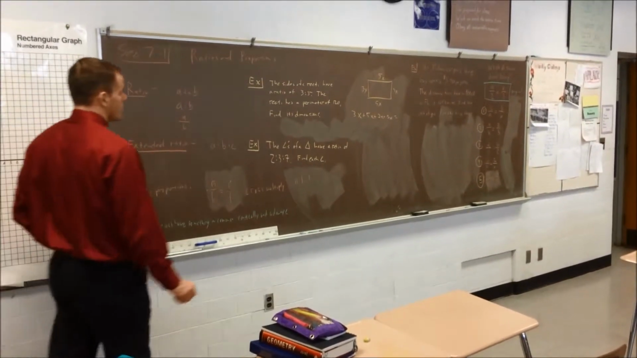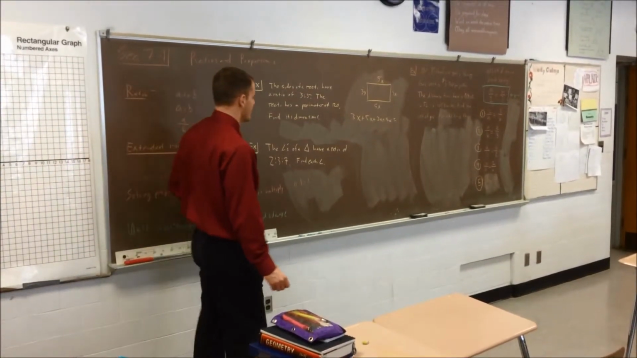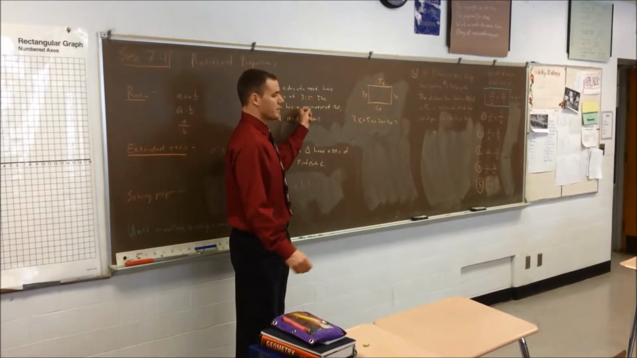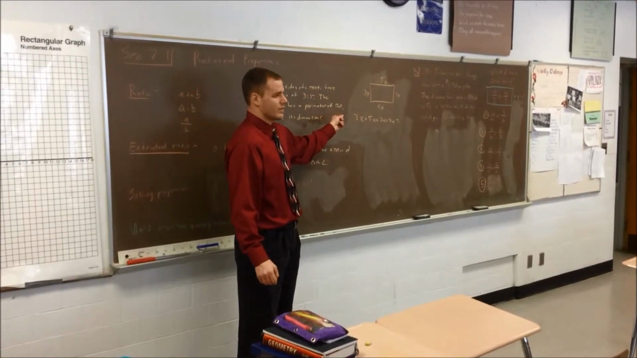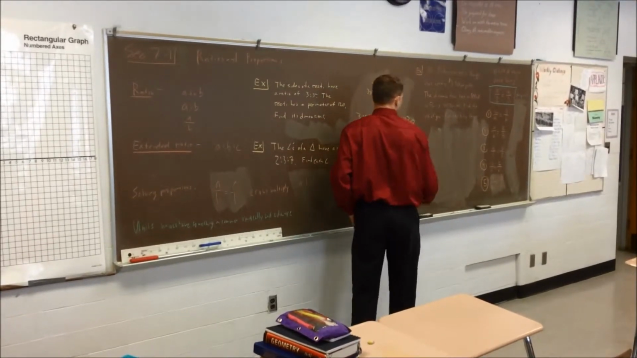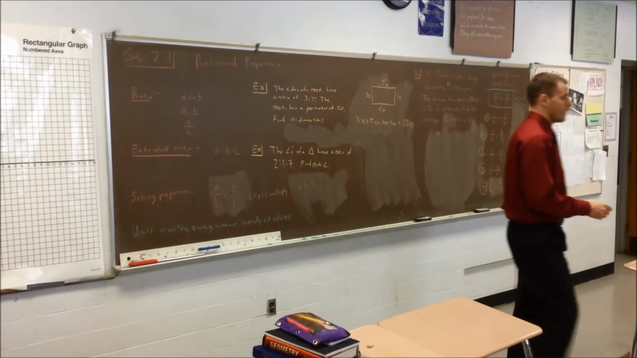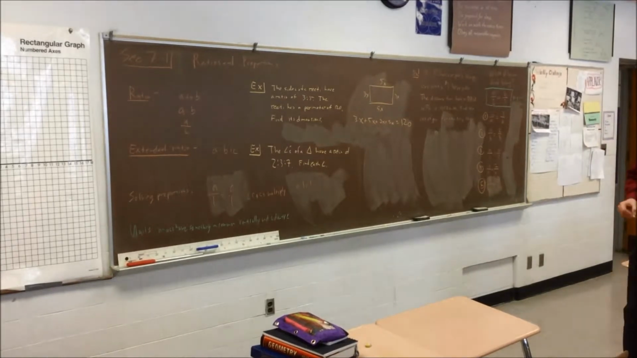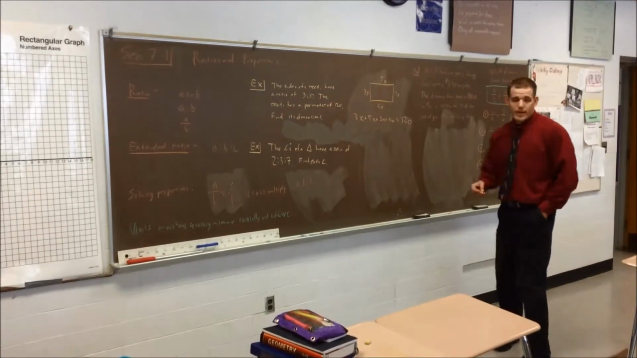No, the perimeter is not 16. The rectangle has a perimeter of 120. All right, so with your teams, I will give you 10 seconds, 15 seconds. Figure out what x is right now. Go.